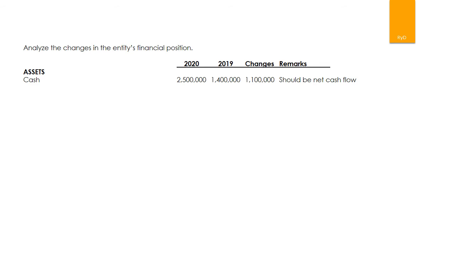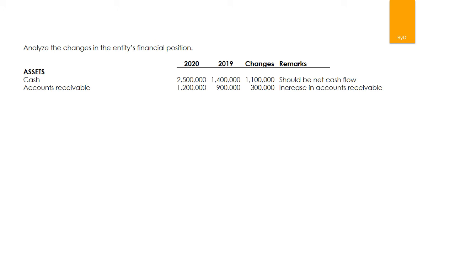So later on, class, we will check if our statement of cash flow is balanced by checking if our net cash flow coincides with the change in our cash. And also, we can check our cash balance and if it is the same with our cash end here in 2020. So next, we have our accounts receivable.